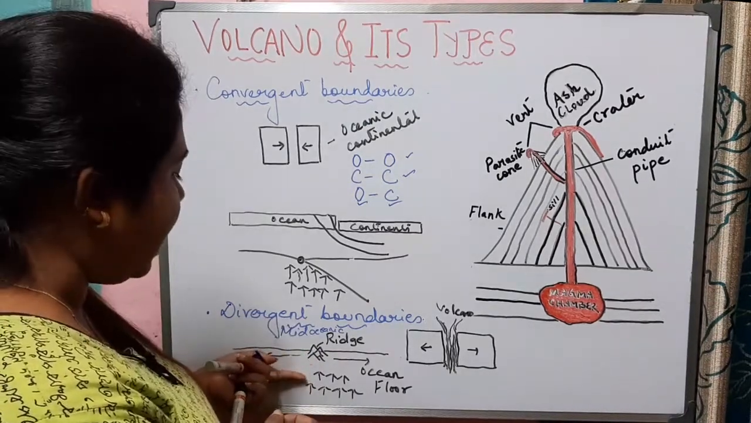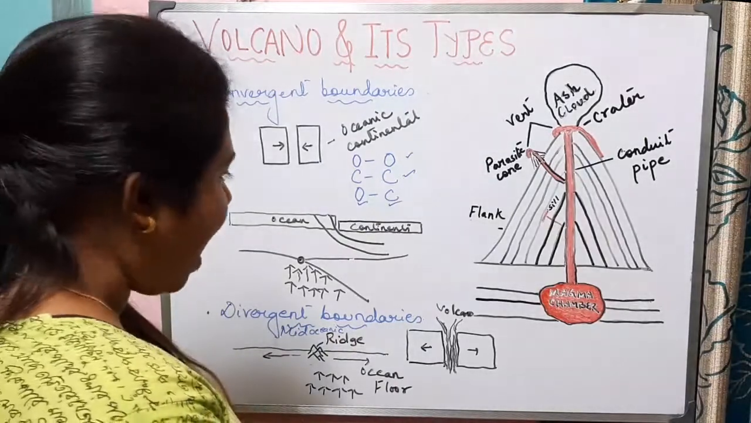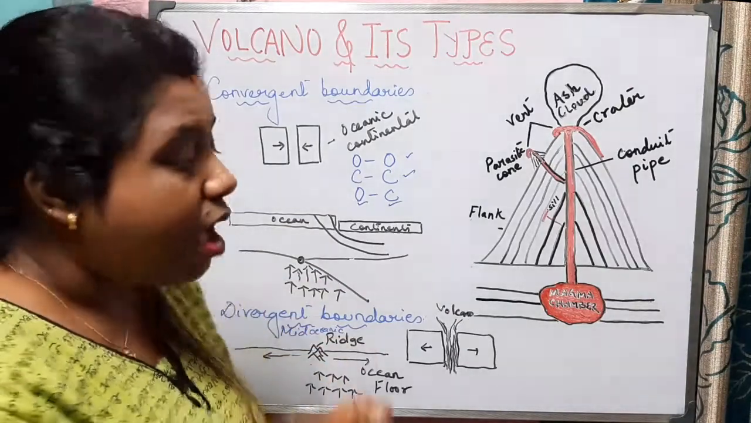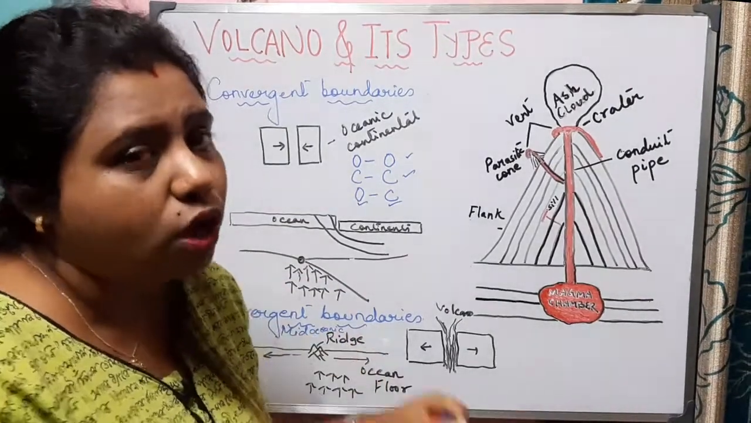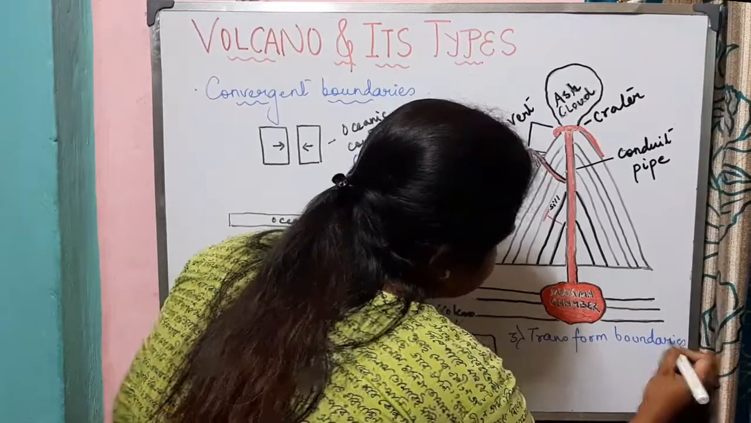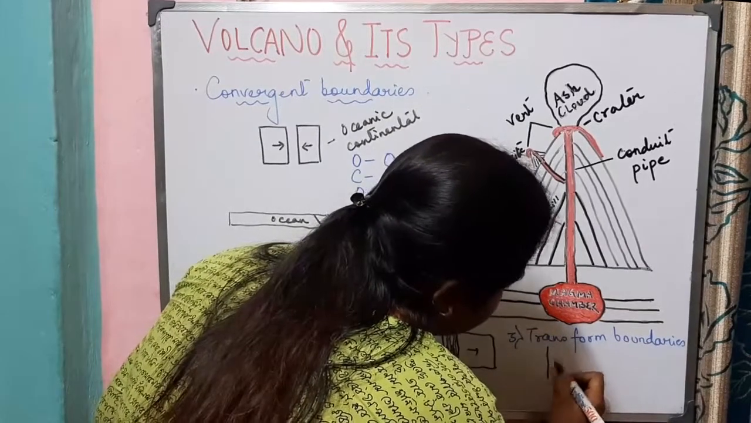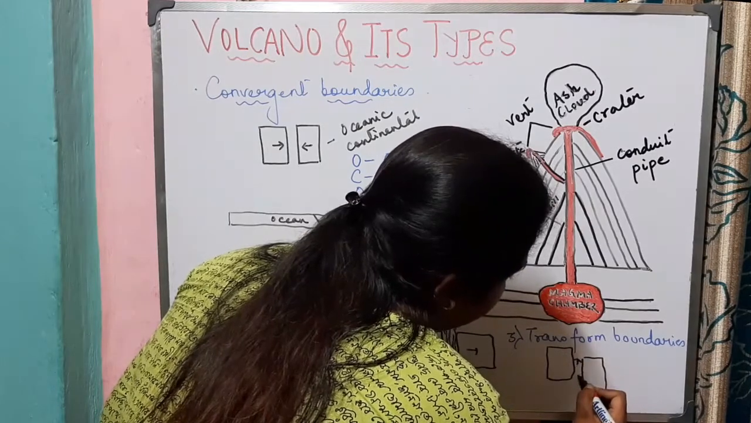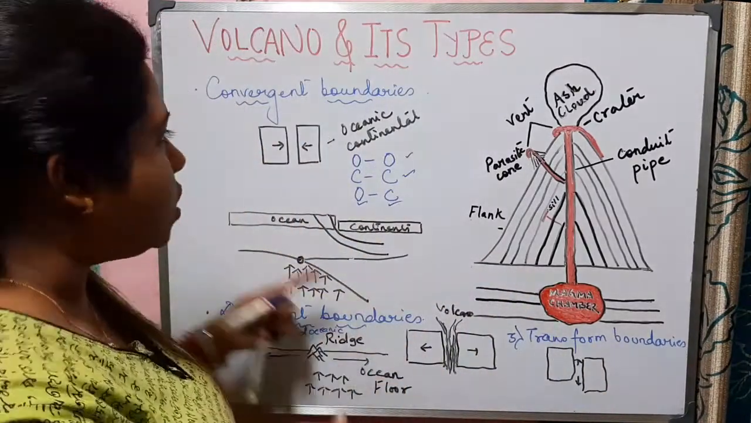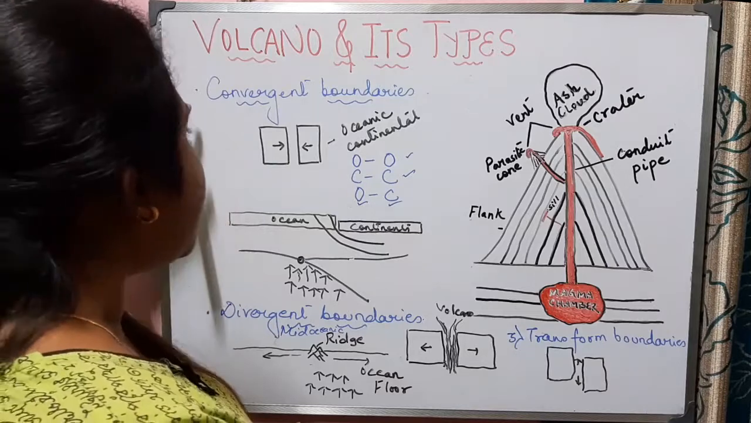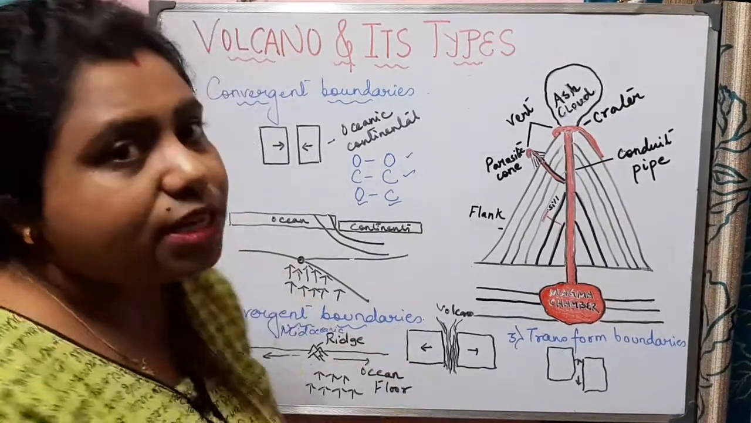So this is how volcanic eruption occurs along the convergent plate boundaries and along the divergent plate boundaries. But transform plate boundaries do not cause volcanic eruption, because at transform boundaries the plates slide past each other. So that is why it does not cause volcanic eruption. So how is volcanic eruption caused? They are caused along the boundaries of convergent and divergent plate movements, right?